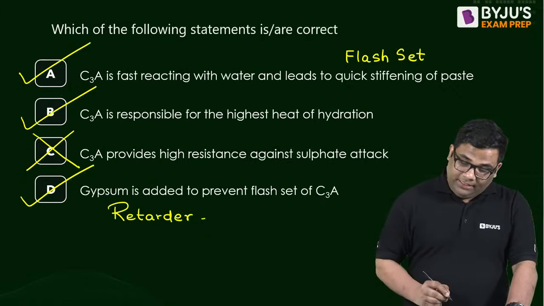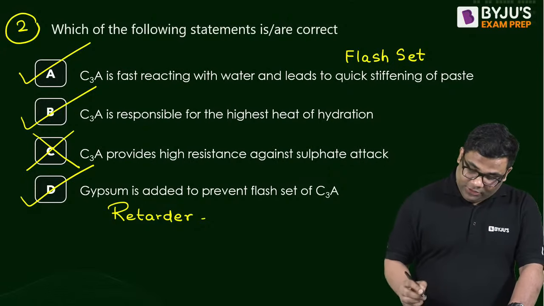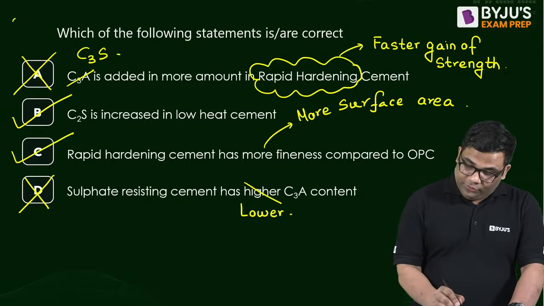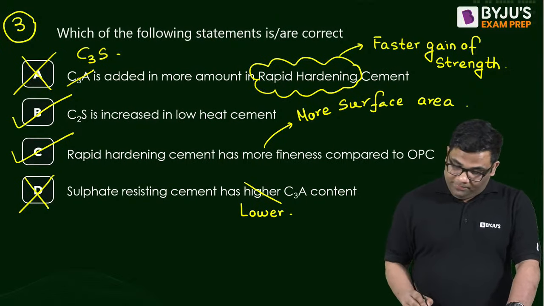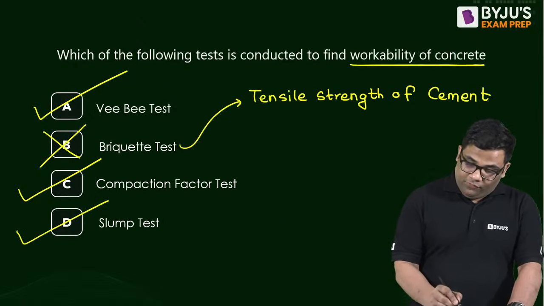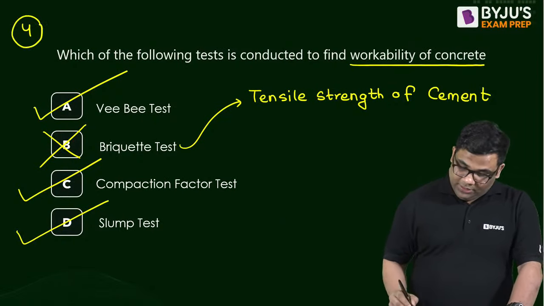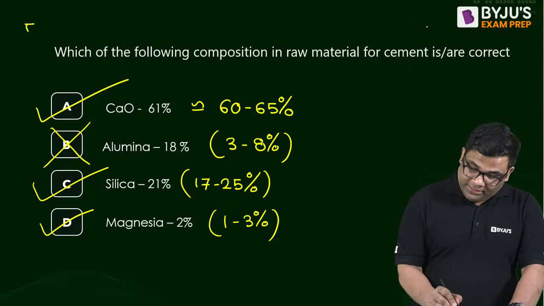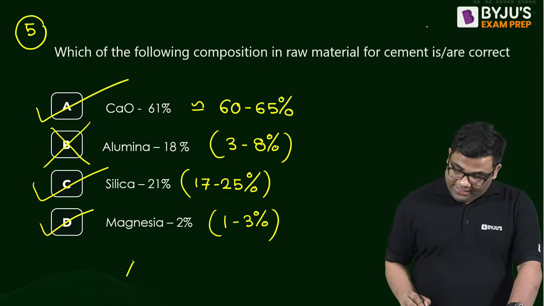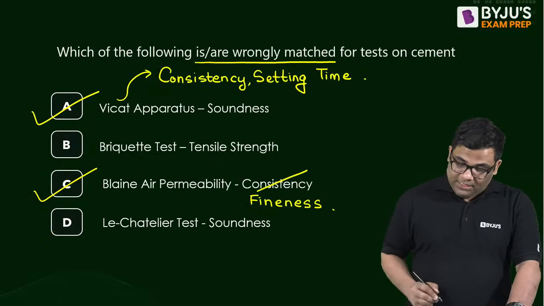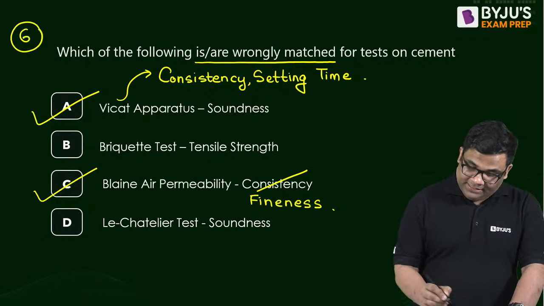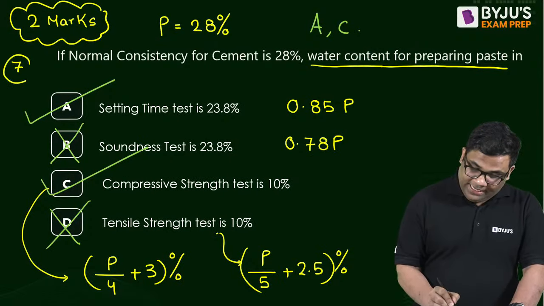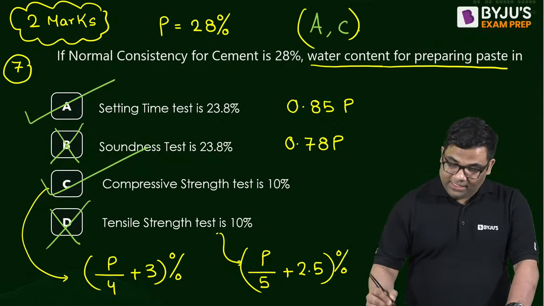First question, B, C, D. Second question is A, B, D. Third question is B and C. Fourth question is A, C, D. Fifth question is A, C, D again. Sixth question is A and C. Seventh question is again A and C.